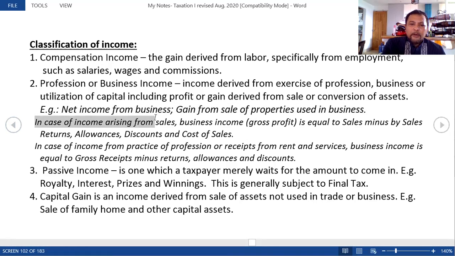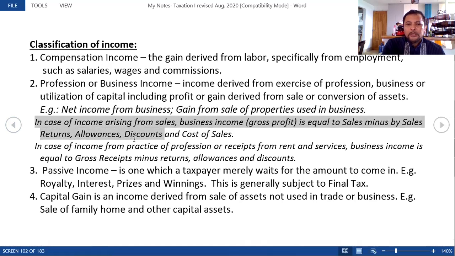In case of income arising from sales, business income or gross profit is equal to sales minus sales returns, sales allowance, discounts, and cost of sale. So this sentence here gives you the formula in computing gross profit or gross income when a taxpayer has a business. So again, gross income is computed by sales minus sales returns, allowances, discounts, and cost of sales.